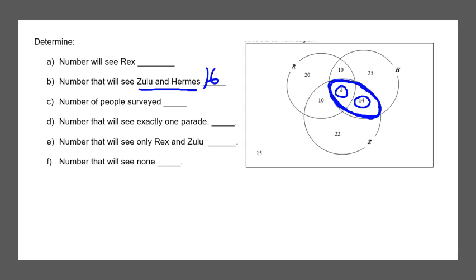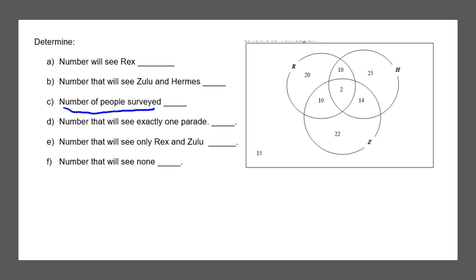Once again, it did not say you were not seeing Rex. That's the issue. Just because they're seeing Zulu and Hermes does not mean they're not seeing Rex. I said nothing about Rex. That's typically the mistake. So let's clear that one off.